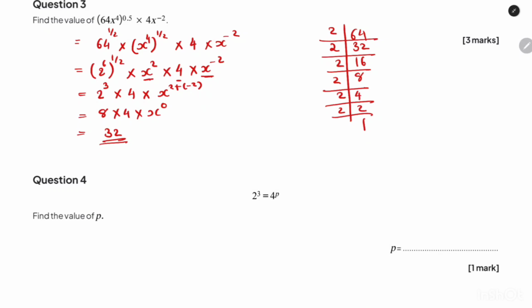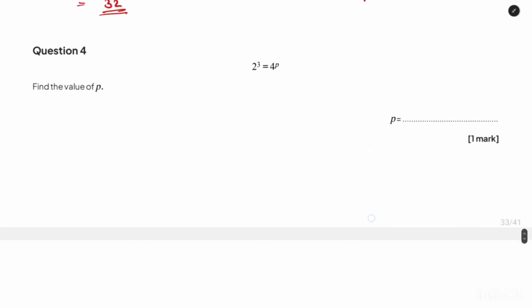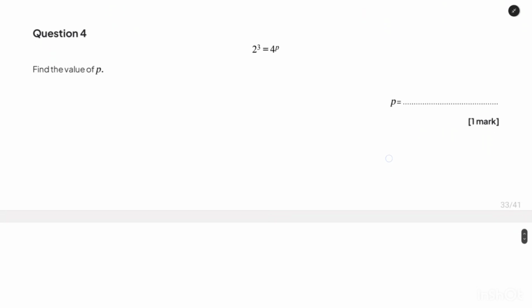32 into 1 is 32. This is the answer. Fourth question, equation kind of question. Left hand side the base is 2, but right hand side it's base 4. This is 4 raised to p. So if the bases are not same in the equation, do the prime factorization.